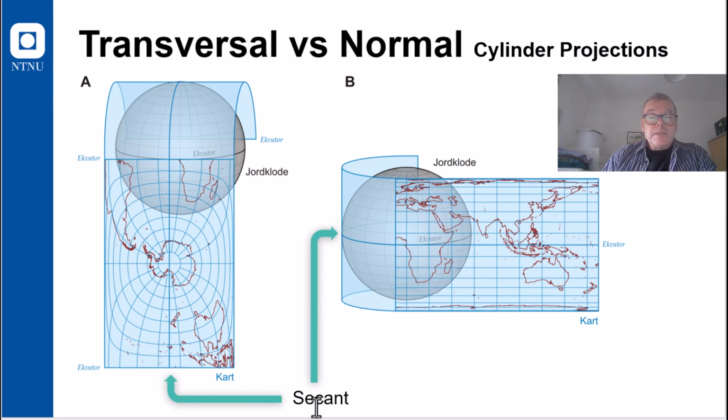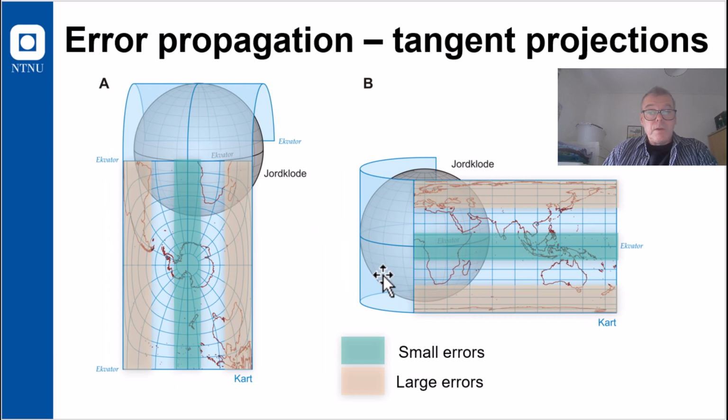So secant is what we can call the line where the cylinder is tangent to the Earth model. In a normal cylinder projection, the secant is typically the equator, whereas in a transversal cylindrical projection, the secant is a meridian.